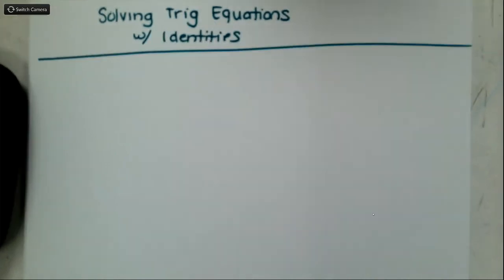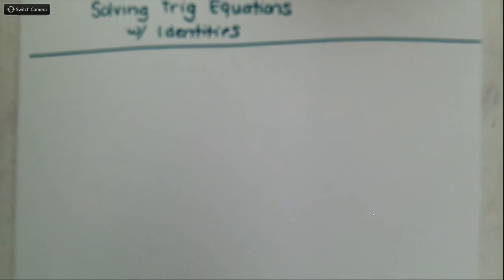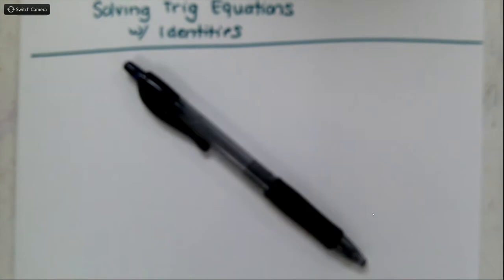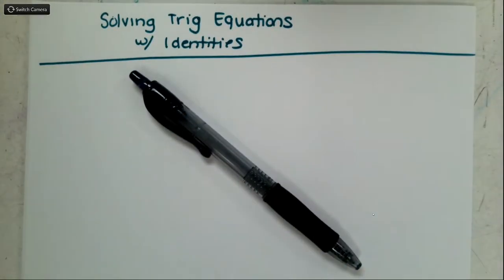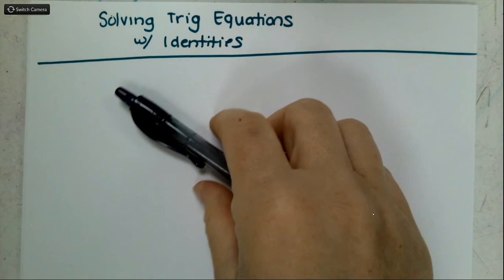All right, good morning. So we have solved trig equations in a couple different ways, just by factoring or by other strategies. Let's see. There we go. All right, but we're going to solve them now by incorporating those identities that we've been working on.